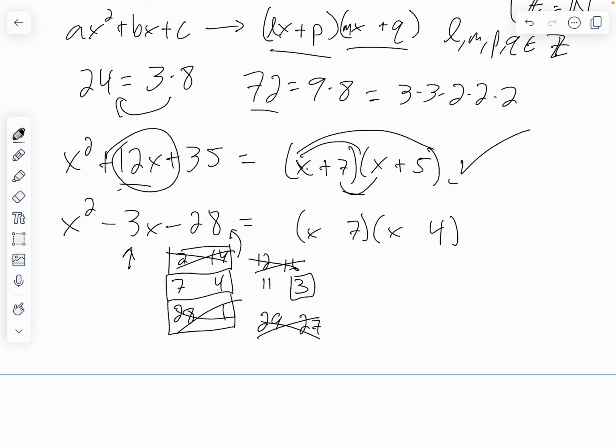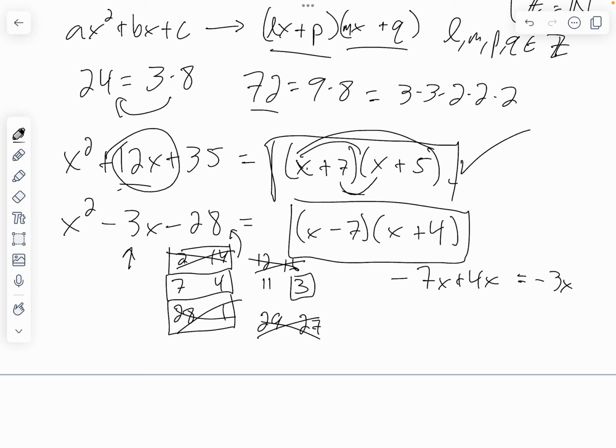And now last, I always do the positive and negative signs. So here, I want a negative 3x when I'm done with my inside and outside terms. That means I need a negative 7 and a positive 4 because that'll make a negative 7x and a plus 4x, and that'll give me my negative 3x. You can double check it if you want to. You can FOIL it, go backwards, and see if it works out, but it does. It should be just fine. All right. There we go. So we have our factoring for the first two.